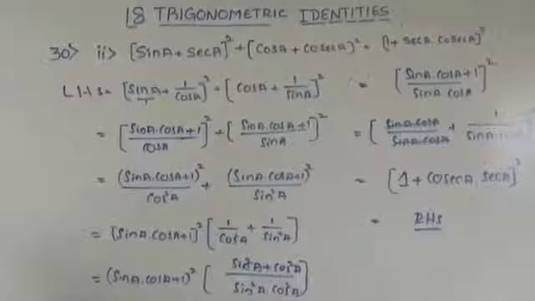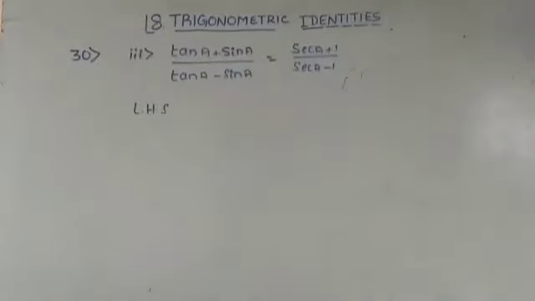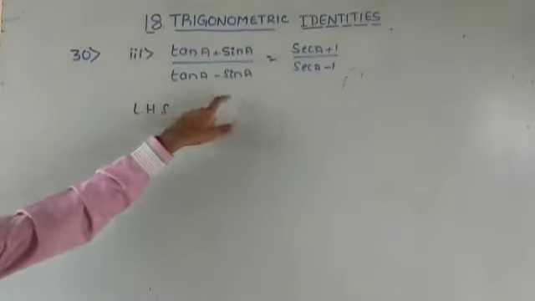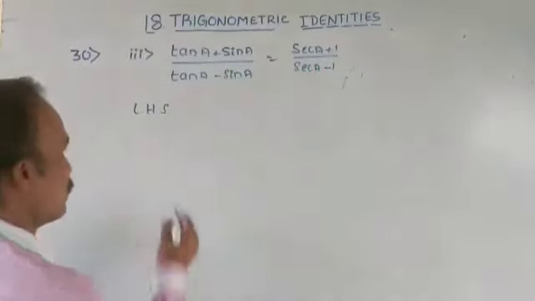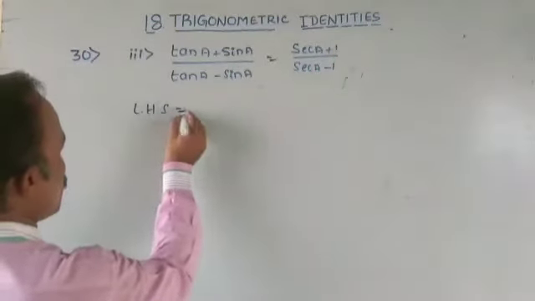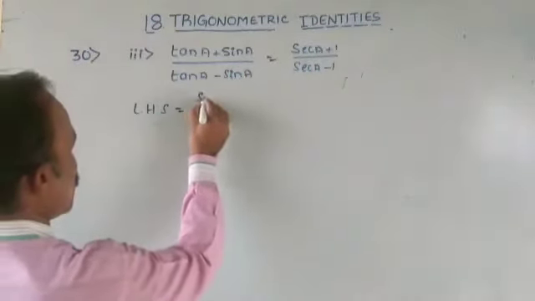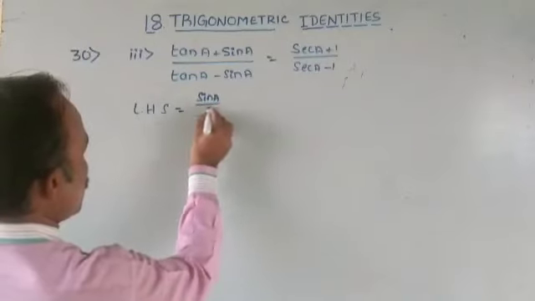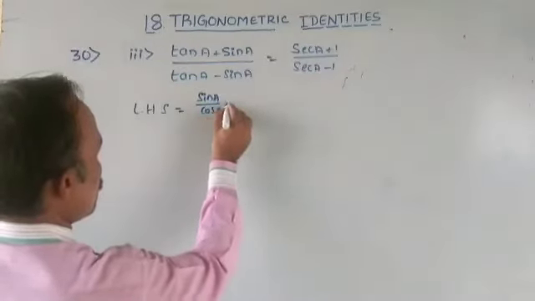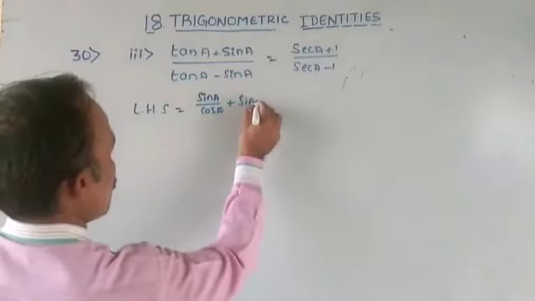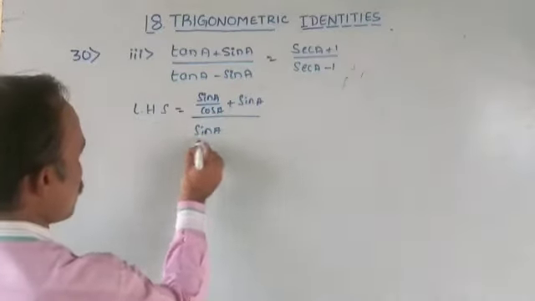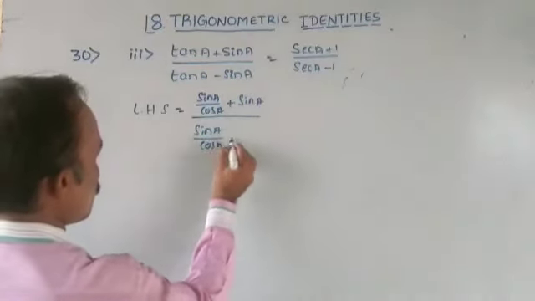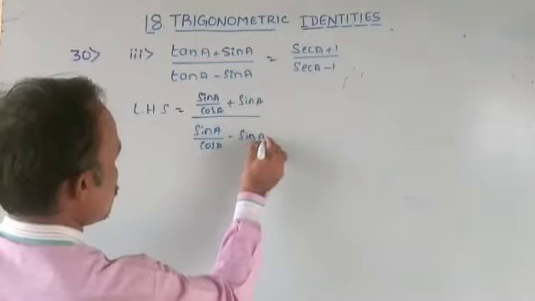Okay. Yes. Third one, (tan A plus sin A) divided by (tan A minus sin A). We have to show this value is equal to (secant A plus 1) divided by (secant A minus 1). So LHS is equal to tan A. Tan A can be written as sin A divided by cos A plus sin A as it is, divided by tan A again. So sin A divided by cos A minus sin A as it is.